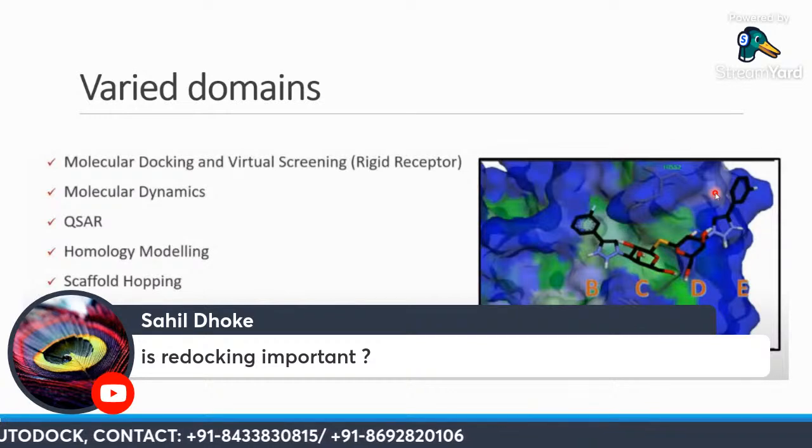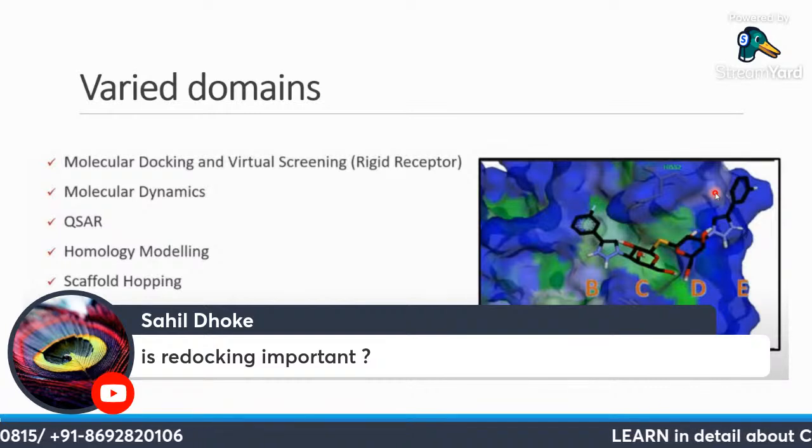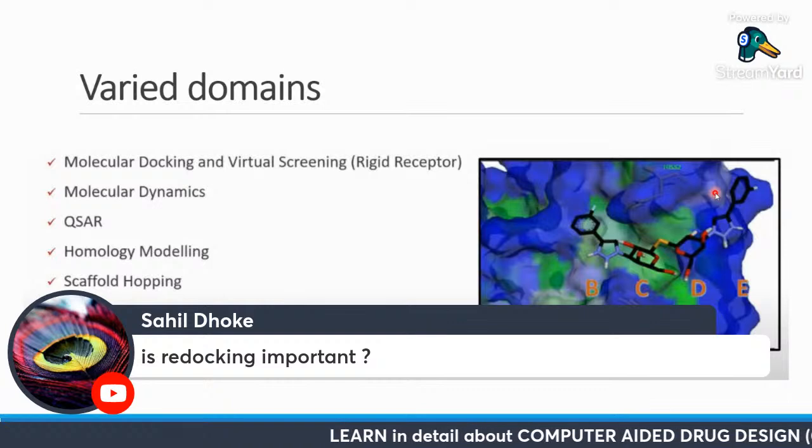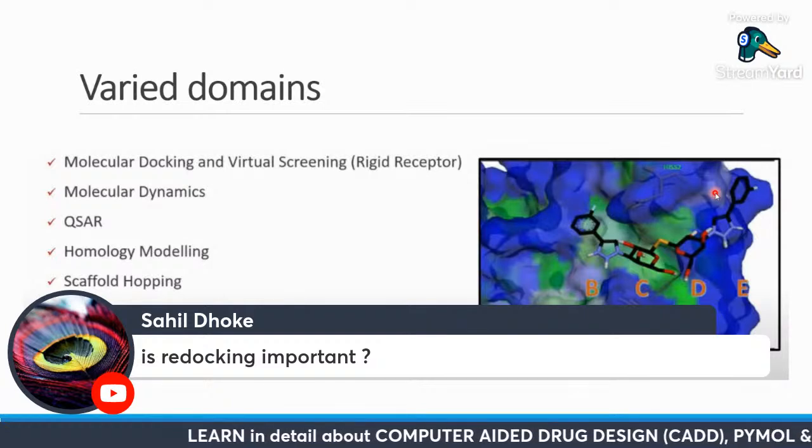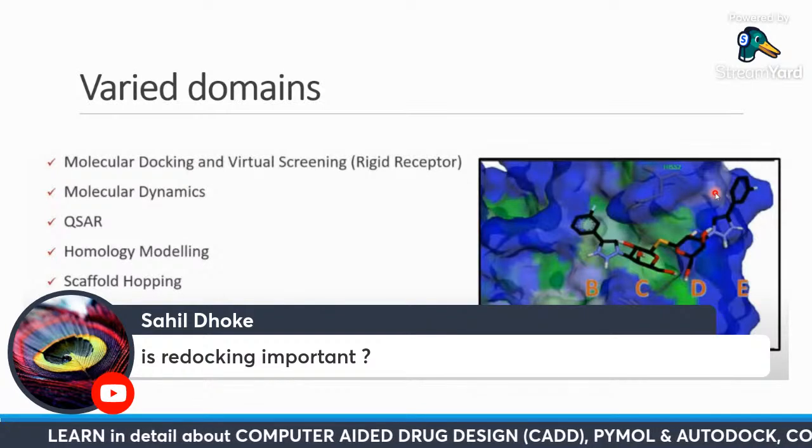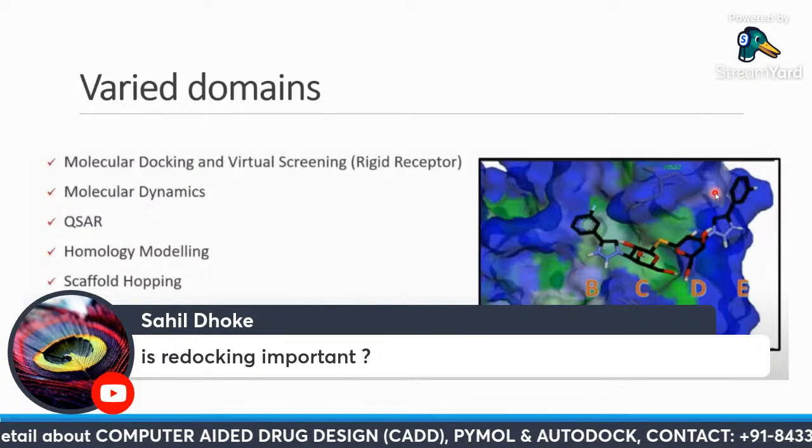The next question goes this way: is redocking important? I am not sure. If you can kindly expand on this question, Zahid, because I don't know from which aspect you are going. What do you mean by redocking, actually?